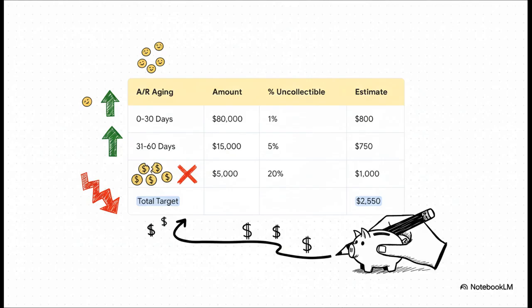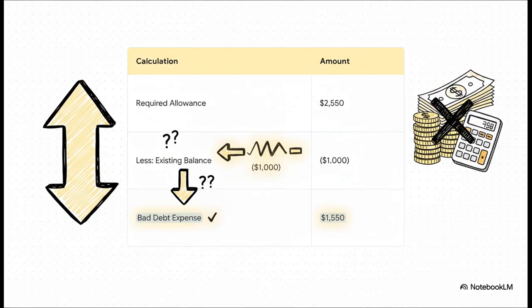This is our target. So this slide illustrates the most critical point of this whole method. Let's walk through it. Our aging analysis told us that the required ending balance, our target, for the allowance account is $2,550. Now, before we make our adjustment, we look at the account and we see it already has a credit balance of $1,000 from previous period's estimates. Therefore, the bad debt expense for this period is only the amount needed to bridge that gap.